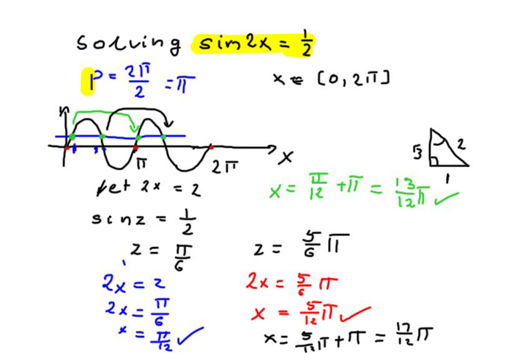So this equation, just to recap, has 4 roots. The first 2 we found using the pi over 6 value of z. The second one we did by finding the value of 5 over 6 pi for z, and then when you divide it by 2, you get the following root. By adding the period to the first 2 roots, we were able to identify the 2 more roots. So in total, we have 4 roots, and that completes our video.